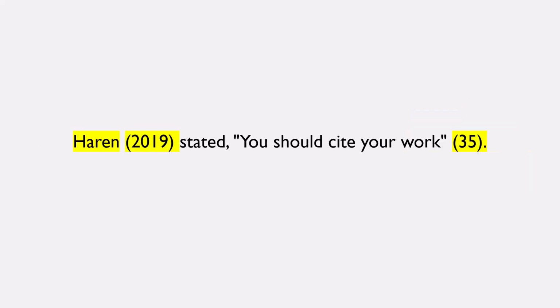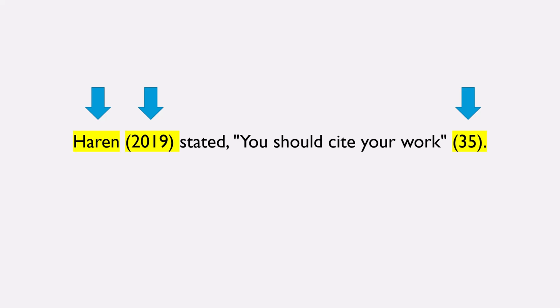However, this isn't the only way to include an in-text citation. If the author's name is part of the actual flow of your text, you don't have to include it within the parentheses. Instead, you can format your citation like this. Heron (2019) stated you should cite your work. As you can see, all three elements of the citation still exist inside the sentence.